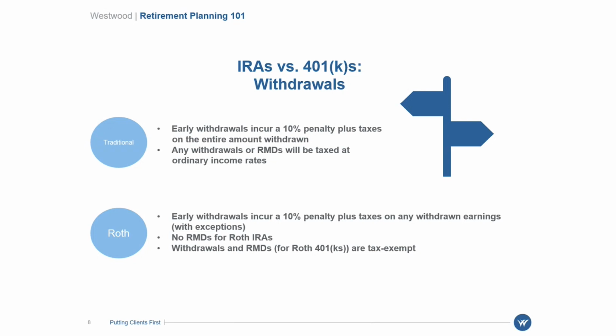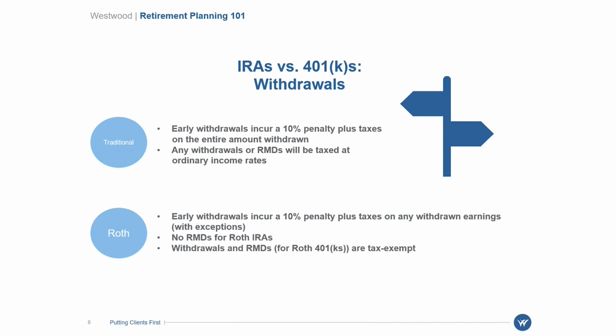With traditional accounts, early withdrawals incur a 10% penalty plus taxes on the entire amount withdrawn. But for Roth accounts, there is no penalty to withdraw contributions at any age because your contributions are made from your net income, and that's already been taxed. However, you may pay a 10% penalty plus taxes on any withdrawn earnings from those contributions, but that's subject to some specifically permitted exceptions, such as withdrawals for a first-time home purchase or making payments for college or tuition costs or some specific disability costs.